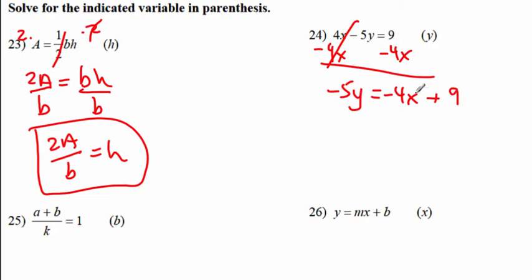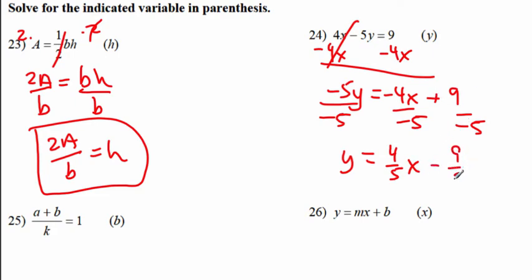Why did I write that first? Because I love standard form. Loving it. Divide everything by negative 5. This is going to be an ugly answer, but what do we get? y equals 4/5 x, and this is plus a negative. I'm just going to write minus 9/5. That's negative, and we're all done with that one.